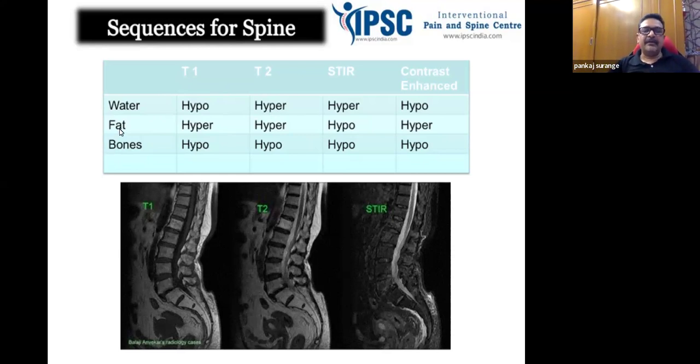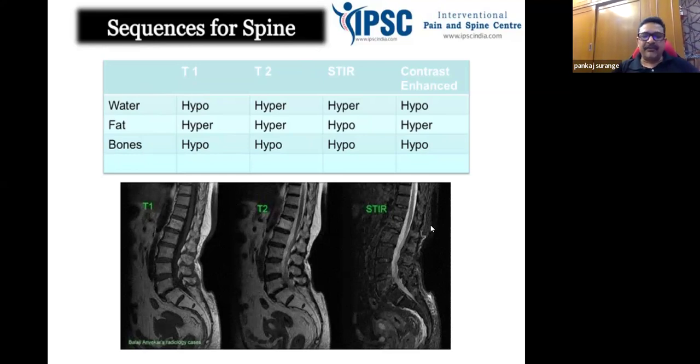Fat will be white on both T1 and T2. Bones, muscles, ligaments will be dark on T1 and dark on T2. So what is the difference? The difference is only with the water content. Wherever there is hydration or water content, there will be a difference in the sequences. It will be dark on T1 and white on T2.